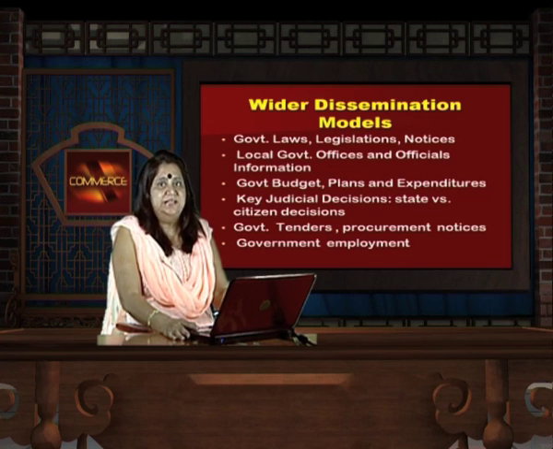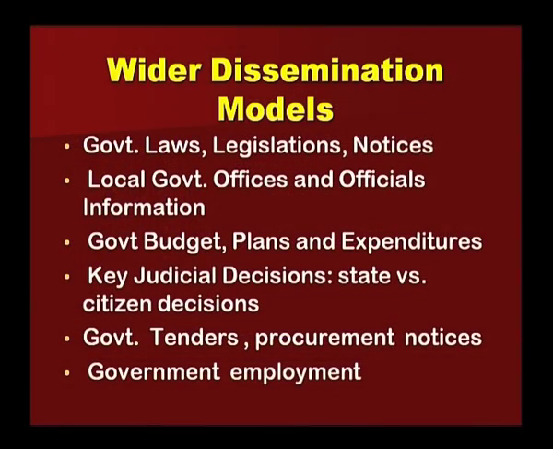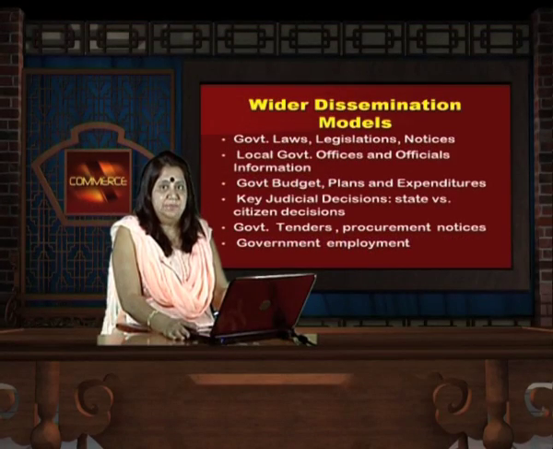Let's study the wider dissemination model. Here the government laws, legislations, notices are generally covered in this model. The local government offices and the officials' information all is given to the public. Government budget, plans and expenditures do have access to the public. The key judicial decisions, that is the state versus citizen decisions, should be known to the public. Government tenders, procurement notices should be given to public. Government employment should be accessible to public.